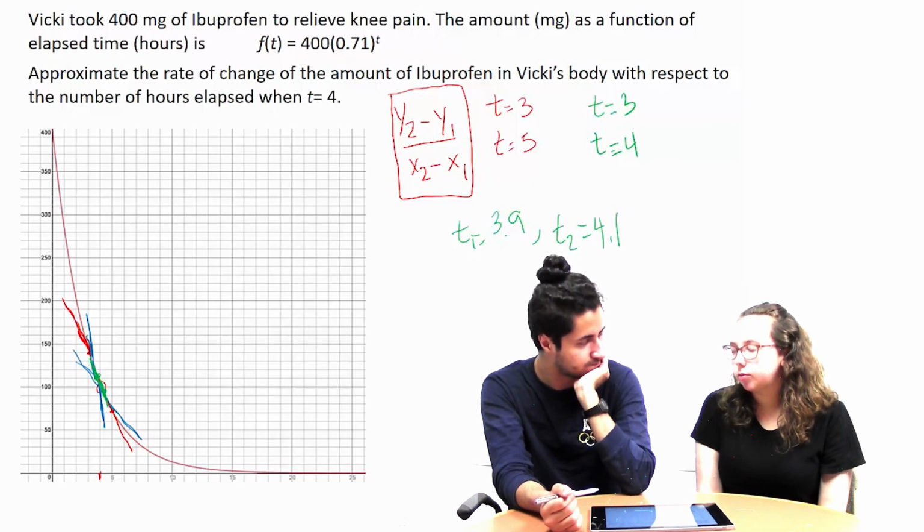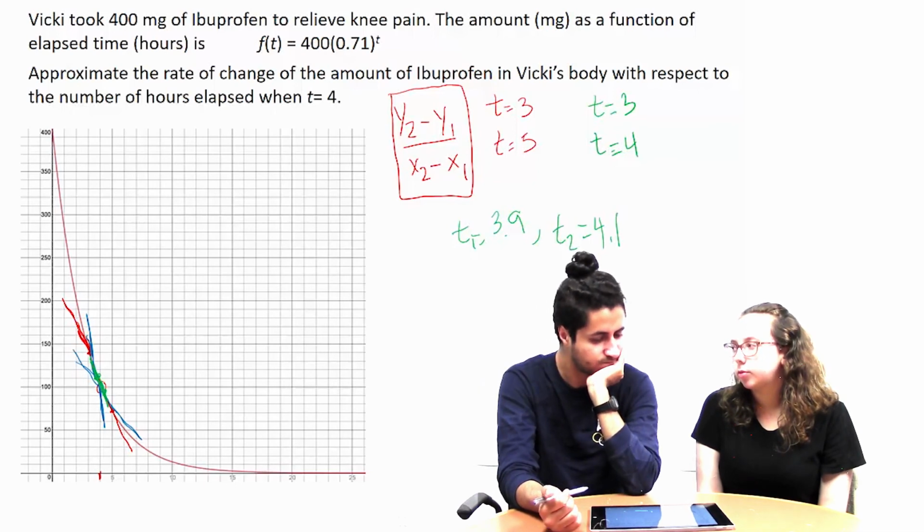That was the issue. In this video, Julian and Alyssa tried to approximate the rate of change at t equals 4 by using average rates over small intervals, but they weren't sure whether their answers were accurate enough. We'll explore how to think about this problem in upcoming videos.